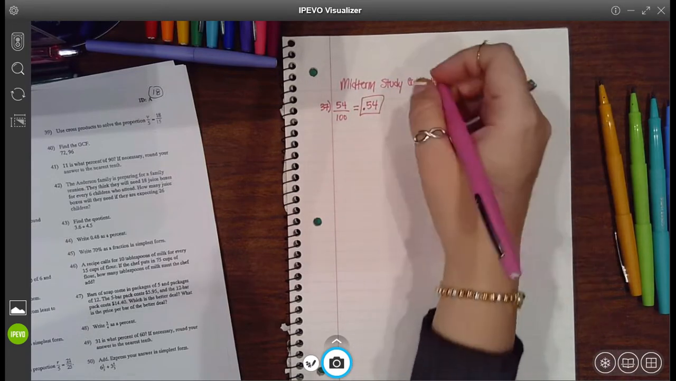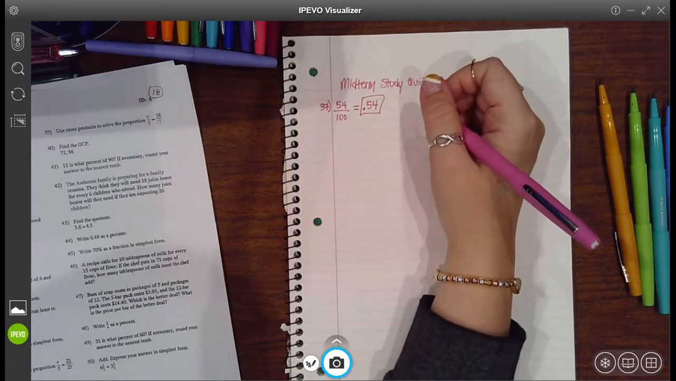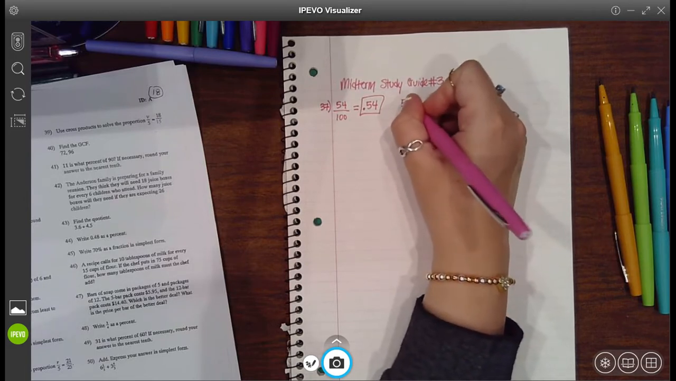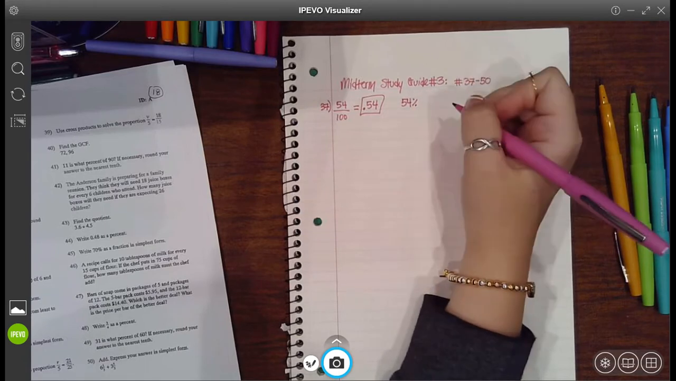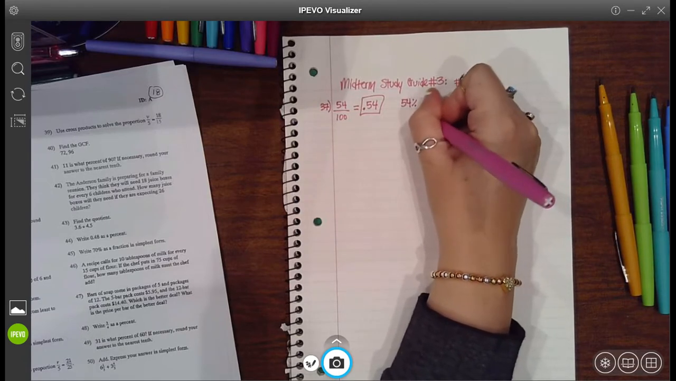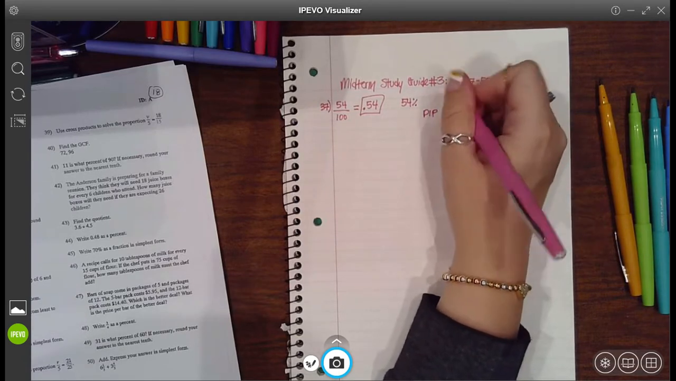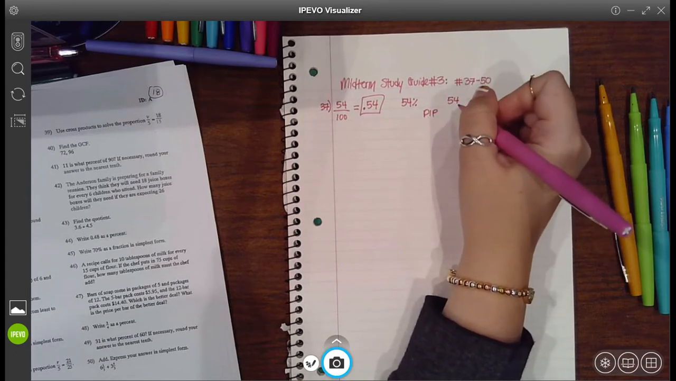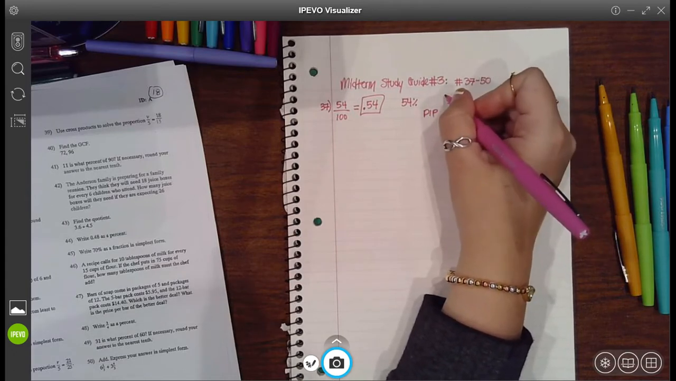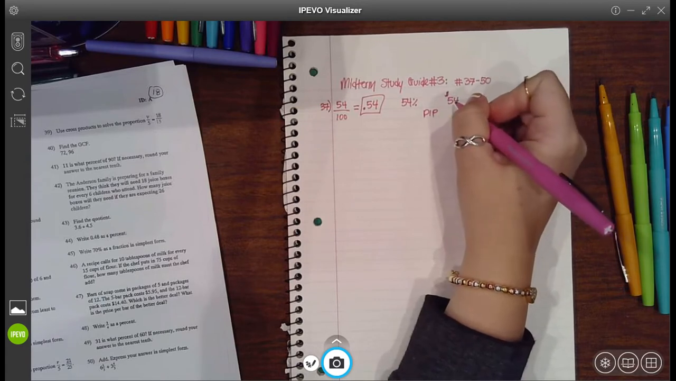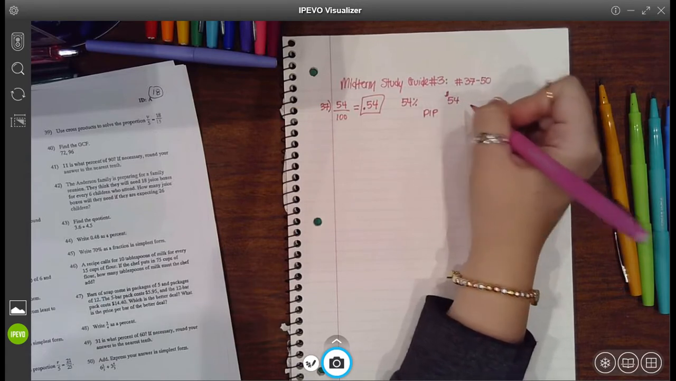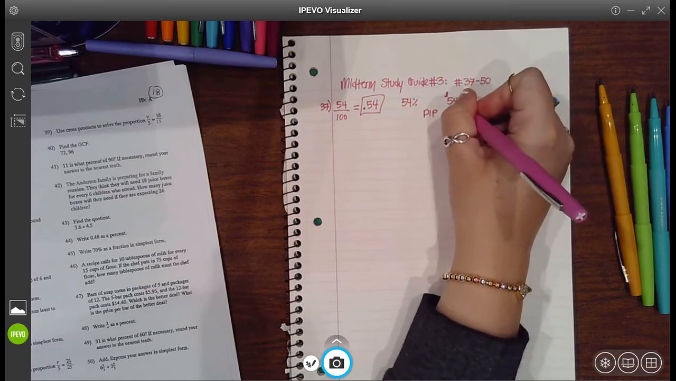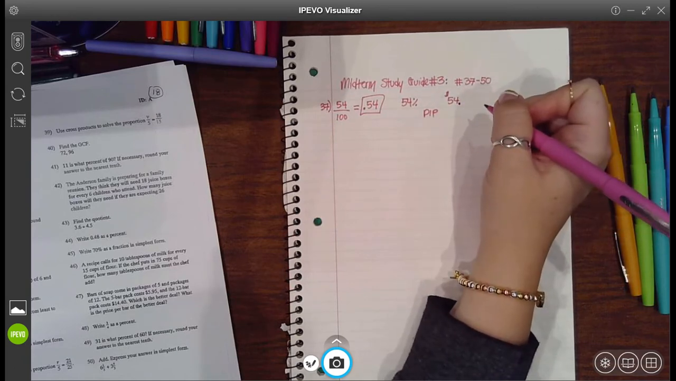Otherwise, you could do this: 54 is the percent. If you remember DIP, as of right now, when there's no decimal present, think of it like 54 bucks. I would be too lazy to write the 0.00, but it's implied that it's there, right? When there's no decimal present, it's at the end of the number, okay?